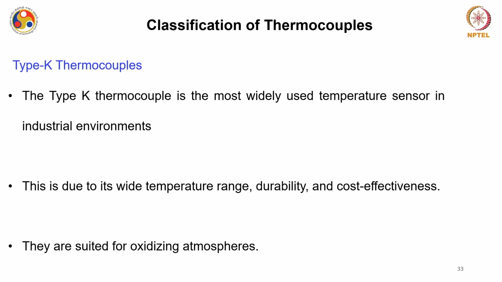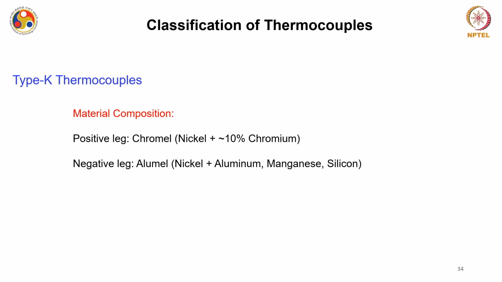The type K thermocouple is basically the most widely used temperature sensor in industries. This is mainly because they have a wide temperature range, they are durable and also cost effective, so they are very popular. Also, most of these high temperature ambients are oxidizing atmospheres, so type K thermocouples are a little bit resistant towards highly oxidative environments. The material composition is very simple.